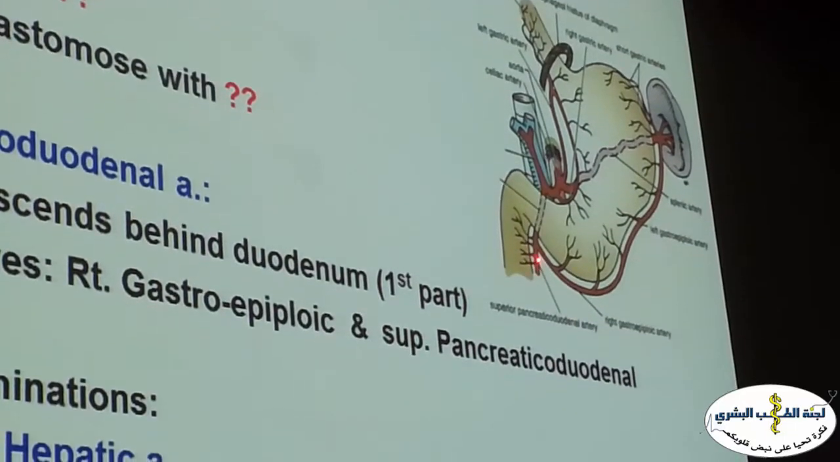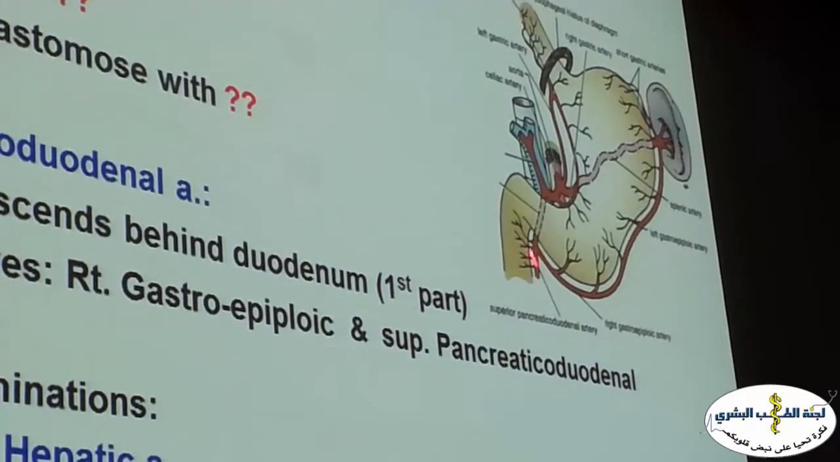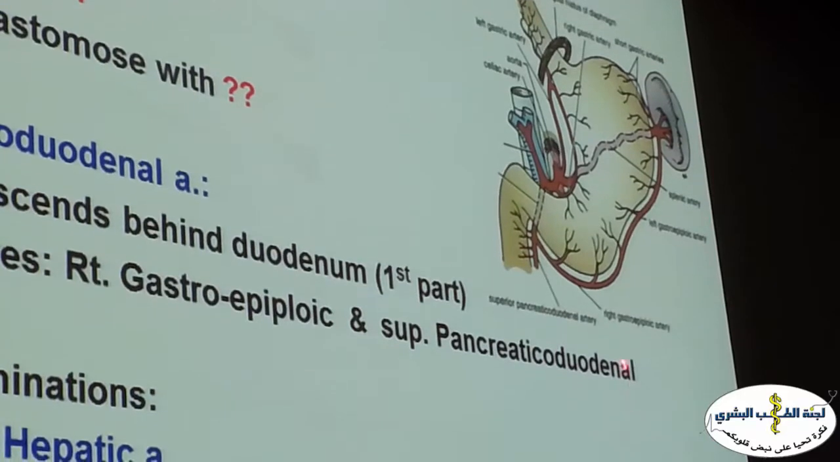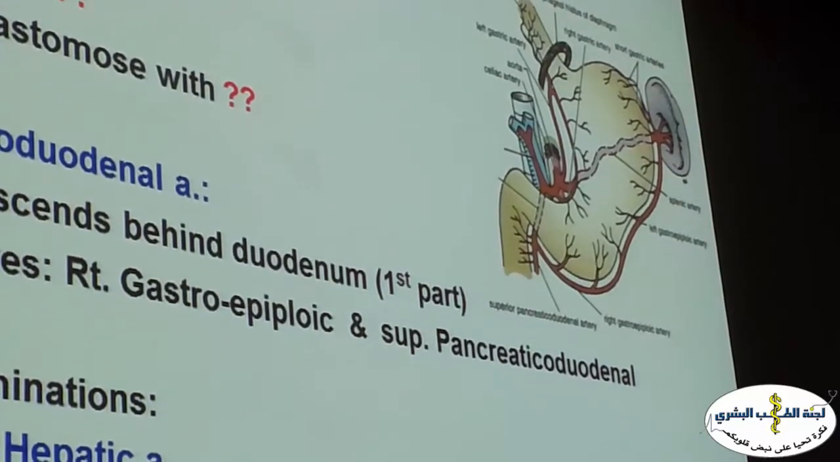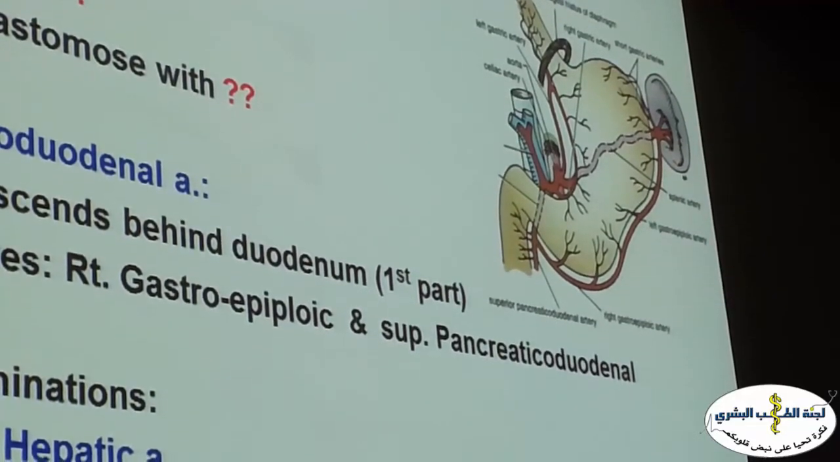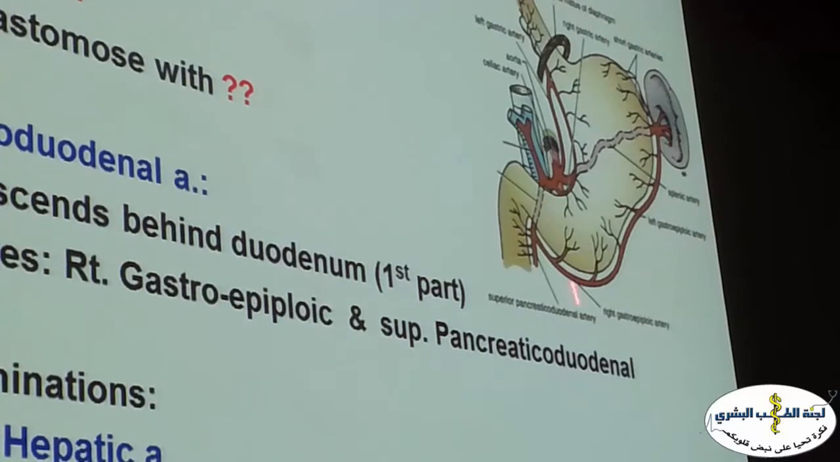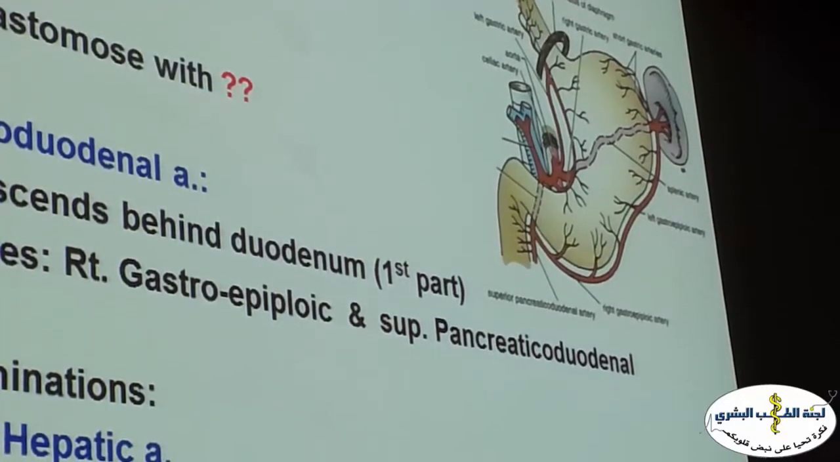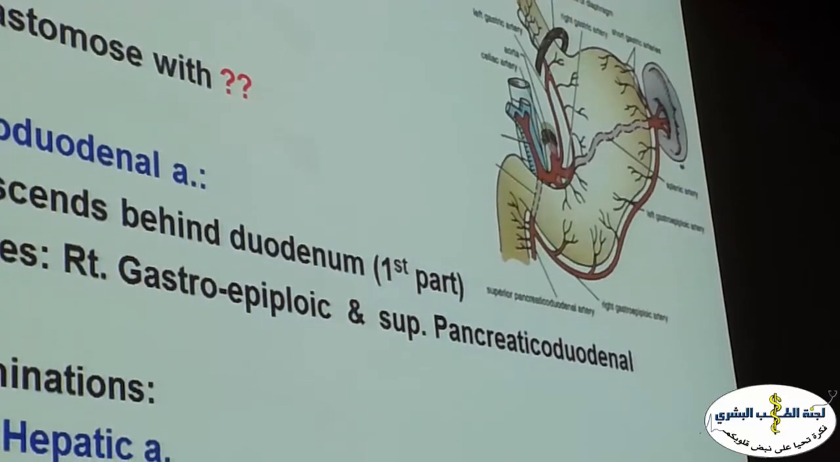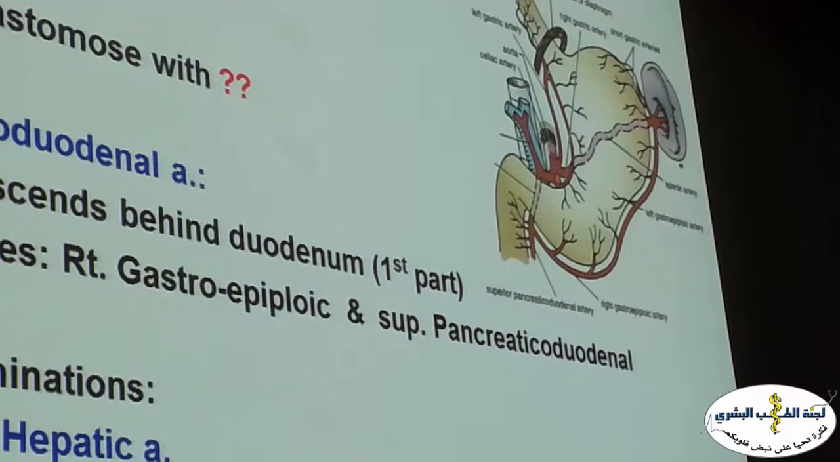What about this one? This one will pass in the concavity between the duodenum and the pancreas, because the duodenum is C-shaped and the head of the pancreas is there. So this one will pass in the groove between them. I would call it the superior pancreaticoduodenal artery, from the pancreas and duodenum, which will supply the duodenum only to the major duodenal papilla.